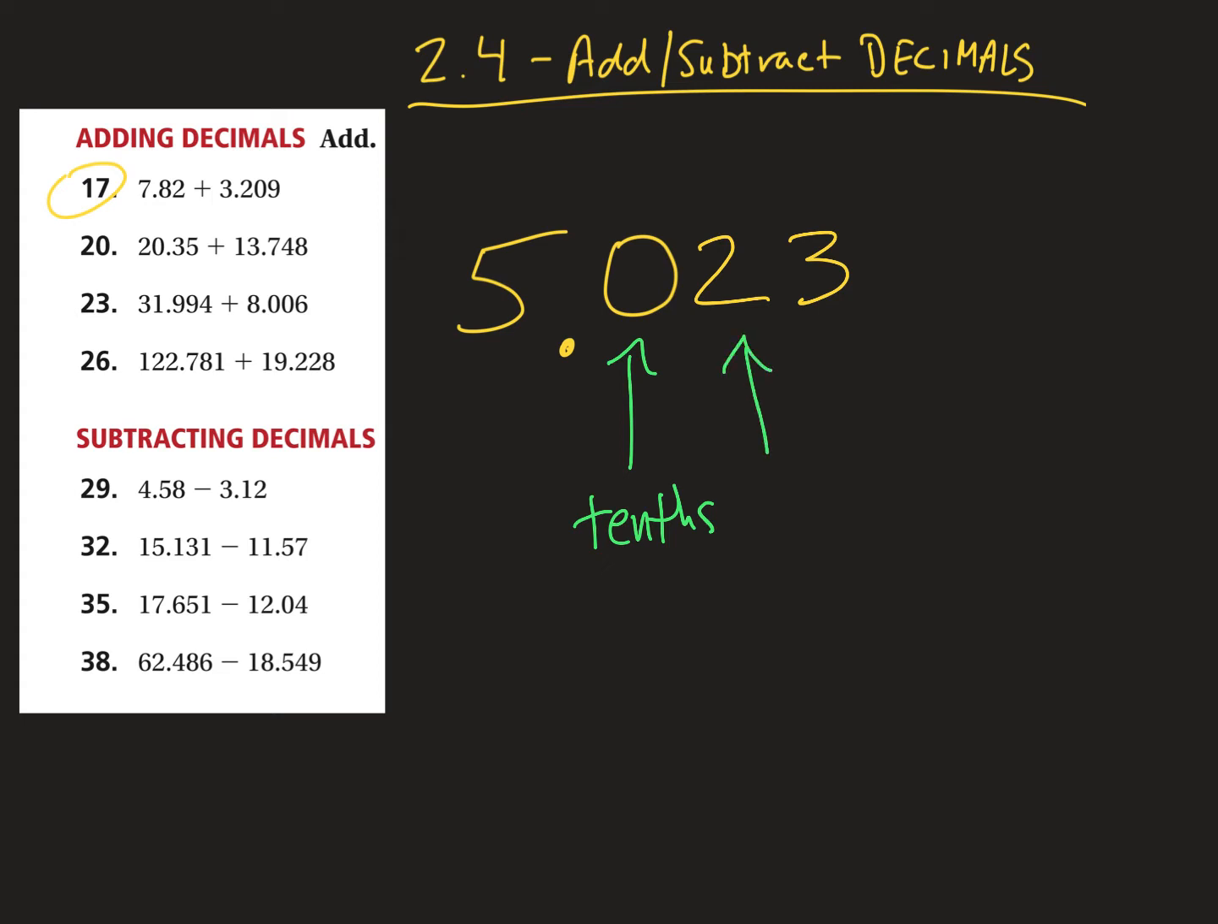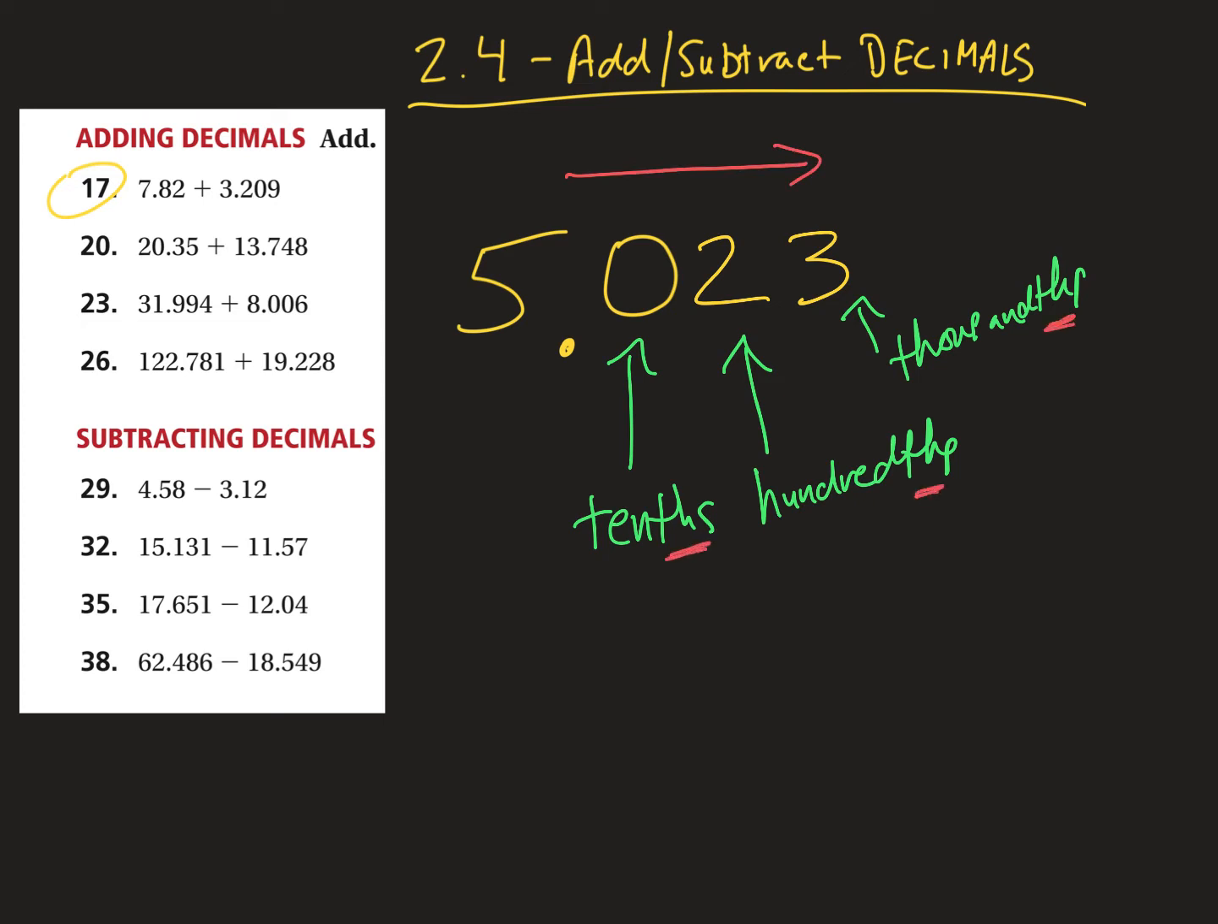This is the hundredths, H-U-N-D-R-E-D-T-H-S. Okay, so that would be 2 hundredths there, and then this 3 is the thousandths. And so whenever you're on the right side of a decimal, you get this little THS at the end.